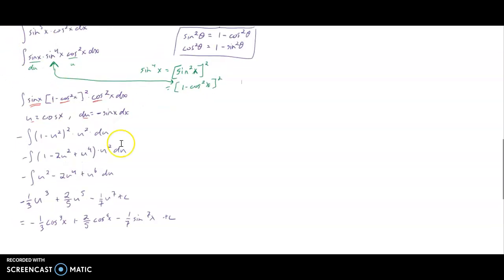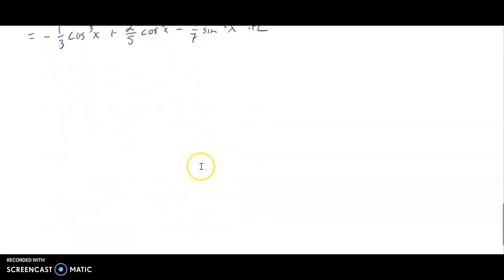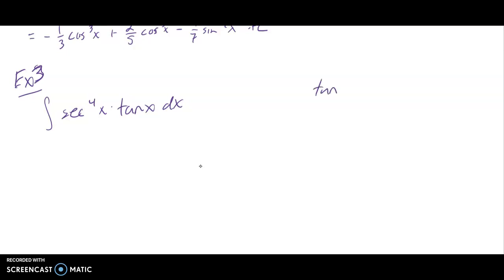Okay, so we actually have time for one more problem here, so I'm going to go ahead and do one more. This is example 3. This is the integral of secant to the 4th of x times tan x dx. So one thing you have to know here is that the derivative of tangent of x is equal to secant squared x.